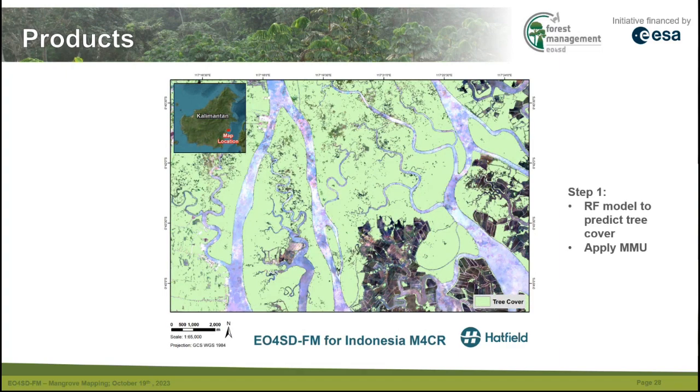So step one is that we predict coastal tree cover. So here's an example of the classification of coastal tree cover with a minimum mapping unit applied as well. You can see that we're able to map the extensive areas of tree cover. We're even able to identify with Sentinel-2 some of the narrow strips of tree cover that form along the edges of some of the aquaculture ponds and some of the small patches of tree cover.